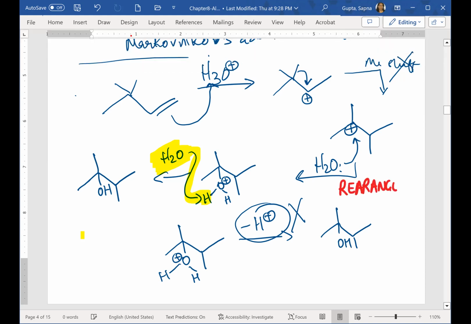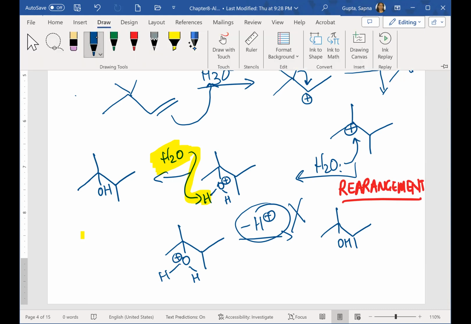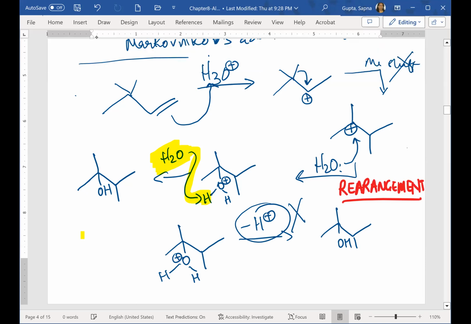And why did we have rearrangement? Because it was possible. Not that it's always going to happen all the time. It will happen only when there is a shift possible to make a more stable carbocation. And again, remember, what are the things you can shift? You can shift a hydrogen, you can shift a methyl group, you can shift a phenyl. Those are the only things you can shift, okay? You can't shift ethyl, propyl, or something like that.